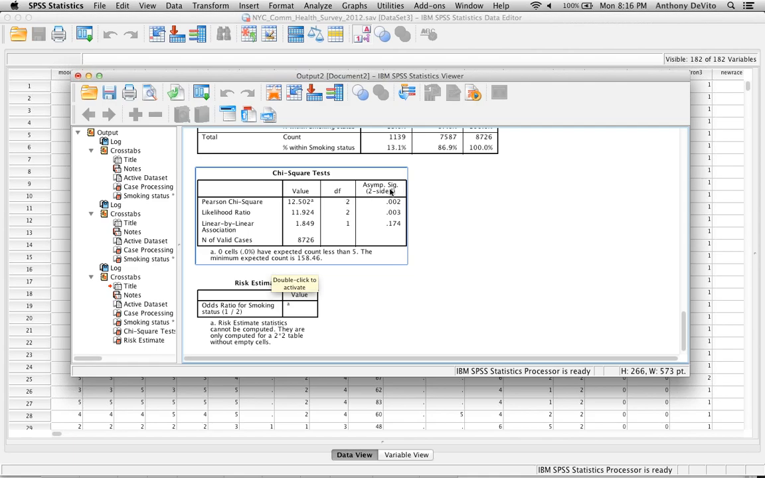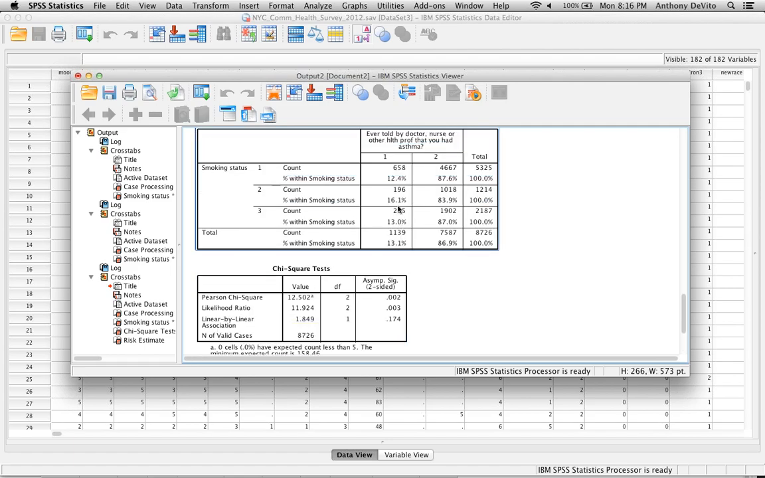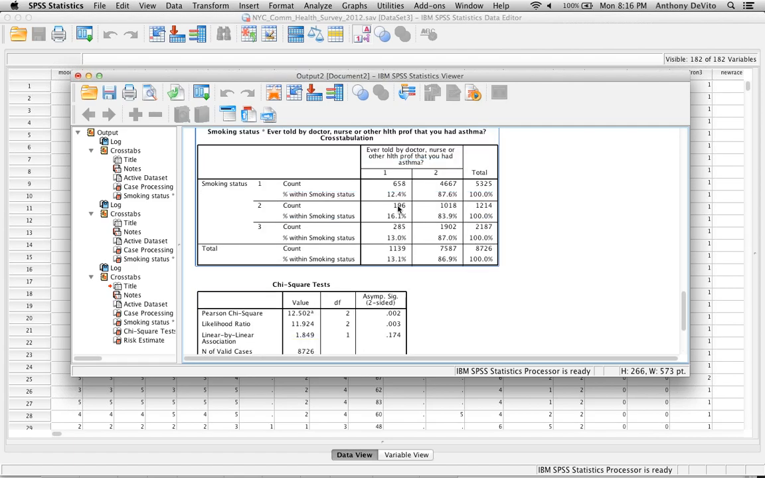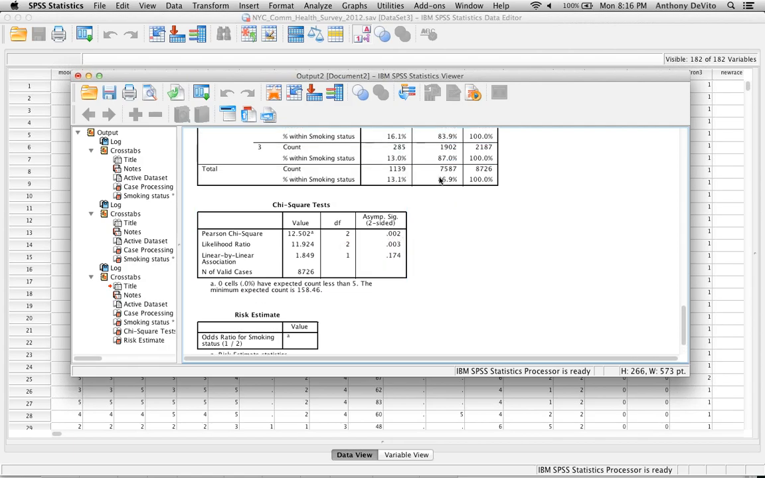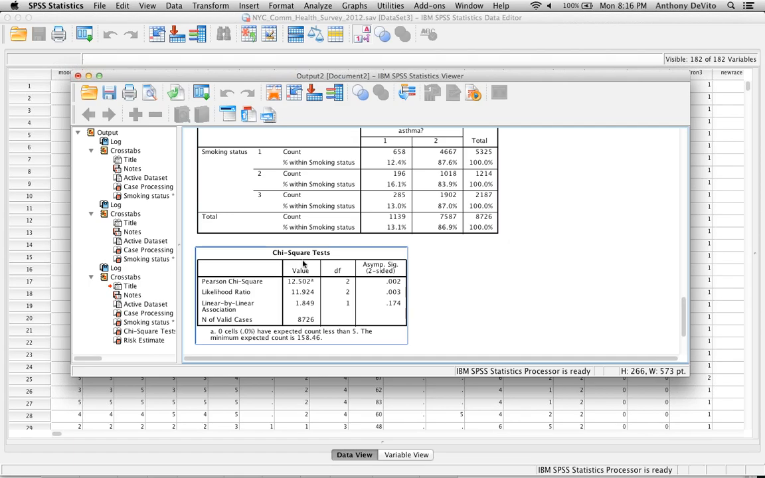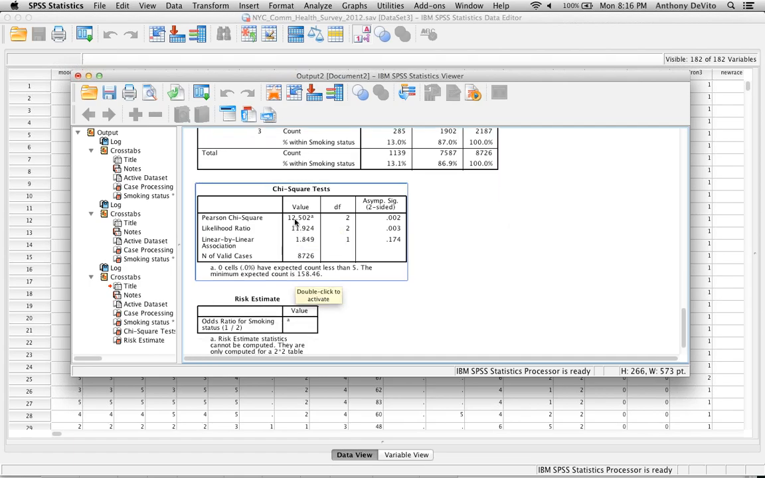And in fact, I have the same level of confidence that I can reject the null hypothesis. So our null hypothesis is there's no association between smoking status and whether or not you've been told by a doctor that you have asthma. Okay, so my alternative hypothesis is that there is an association. So if my p-value is lower, significance is less than 0.05, I reject my null hypothesis. But my chi-square value is very large.